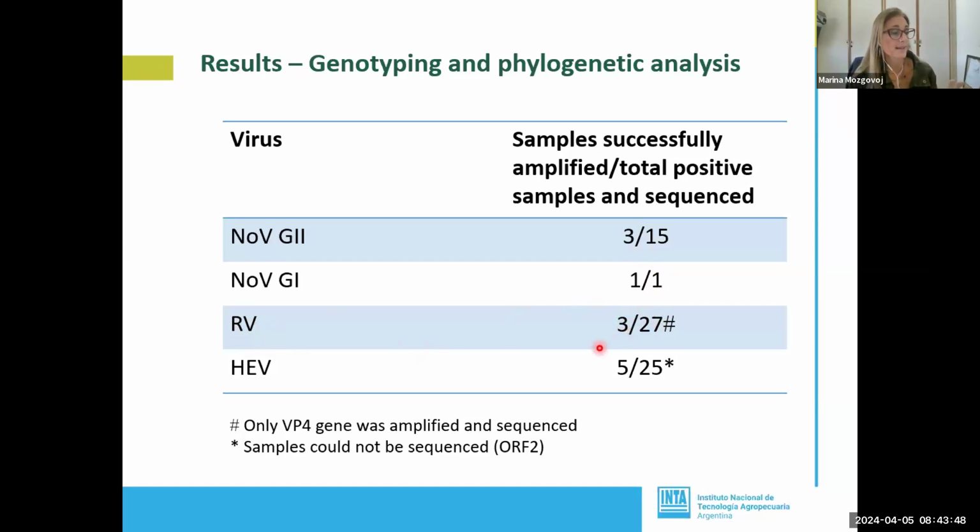I want to say that we only amplified a portion of the gene that codes for protein VP8*, which is a part of protein VP4 of rotavirus. And regarding HAV, only 5 samples out of 25 positive samples could be amplified. However, they yielded a sequence that could be analyzed.